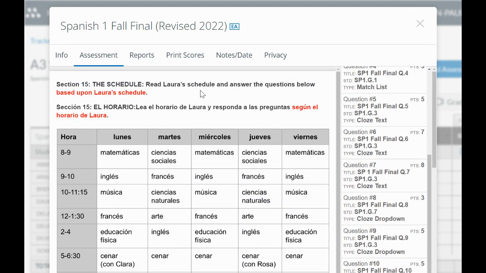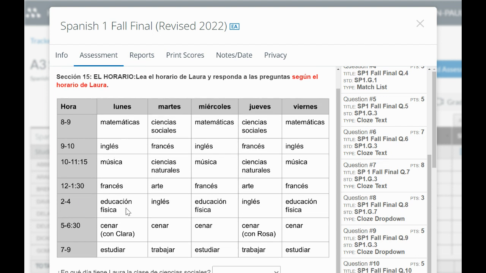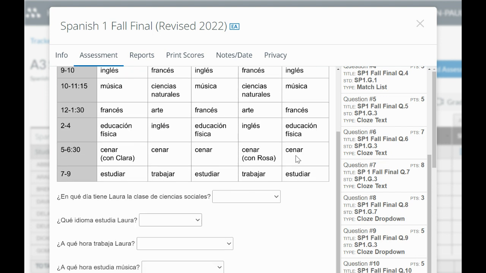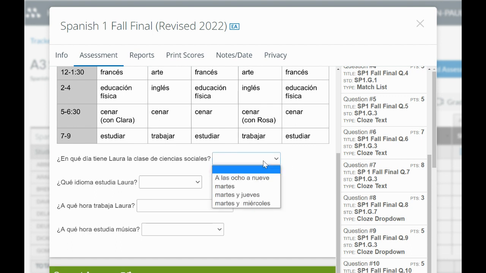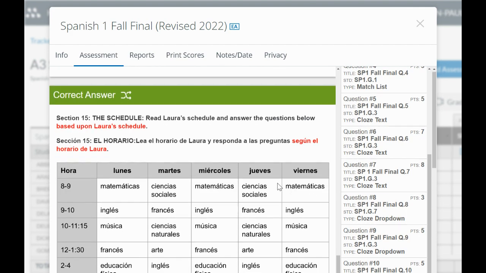Question 15, read Laura's schedule and answer the questions below based on Laura's schedule. So here is her schedule. Here's the times, the days, the classes. And you're going to answer a question based on those for each of Laura's schedule parts, whatever you want to call it.